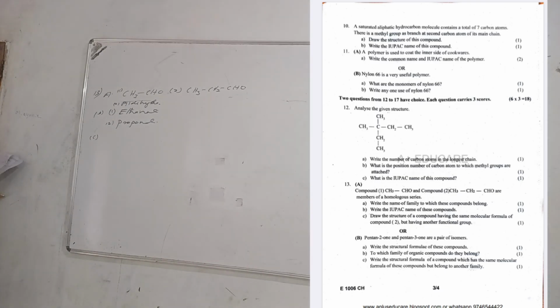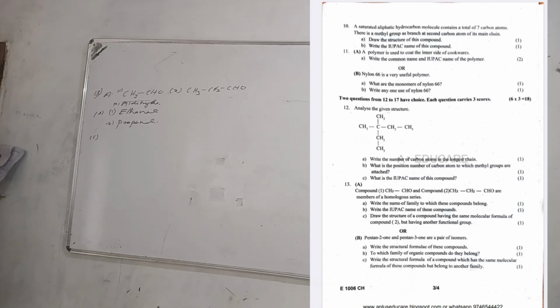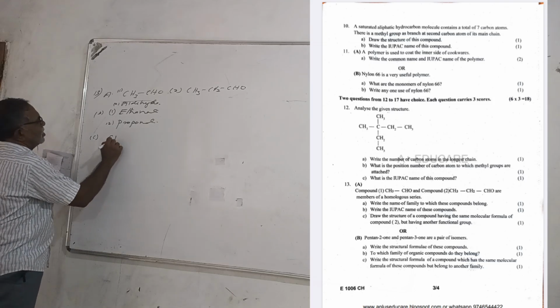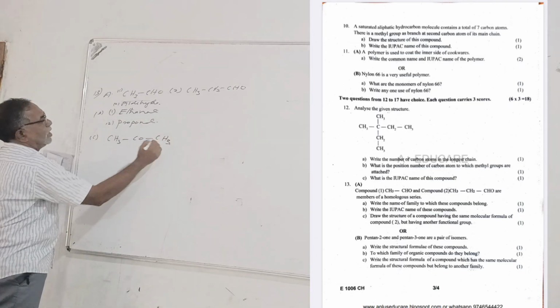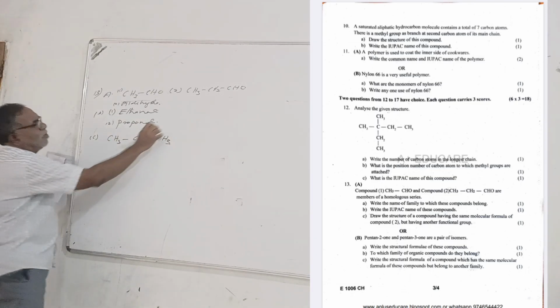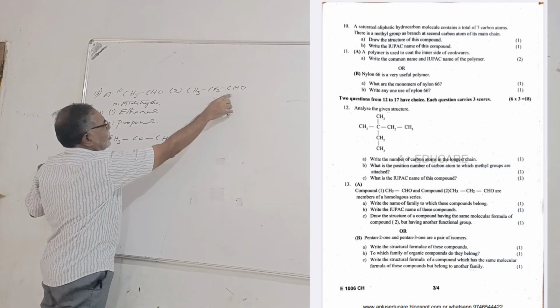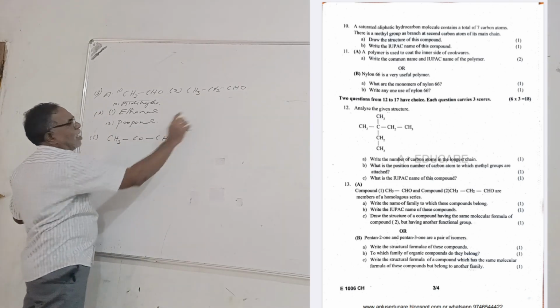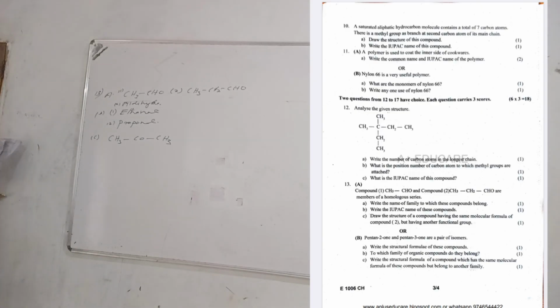Question C: draw the structure of a compound having the same molecular formula as compound 2 but having another functional group. So we can write CH3COCH3. Carbon 3, hydrogen 6, and O 1. So this is the compound, the answer.